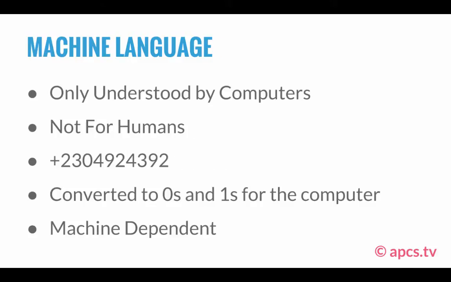Machine language is only understood by computers and is very complicated for humans to use. An example of machine language is +230-492-4392. As you can see, that's practically not understandable and very difficult for a human to program in. The machine language is then converted into zeros and ones for the computer to understand. Besides being practically unreadable for humans, machine language is also machine dependent, meaning that machine language is different for every computer, so it's hard for programmers to create programs that can be used for a variety of computers.